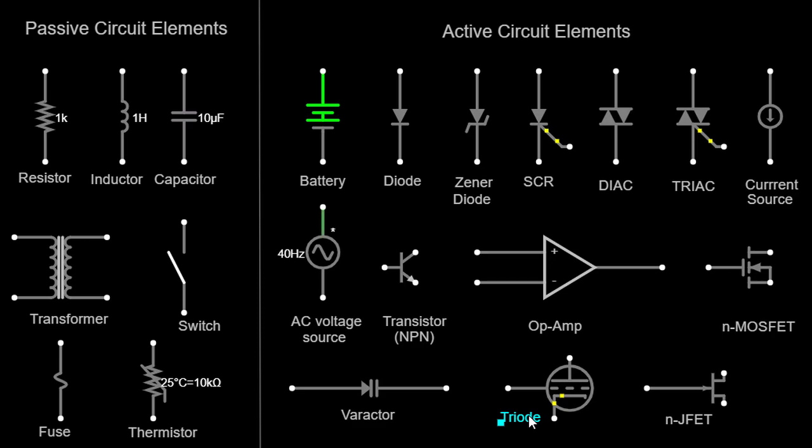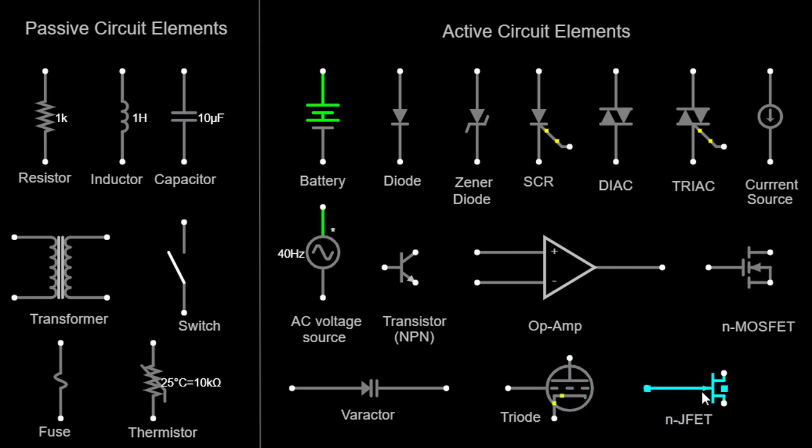Triode. A triode is an electronic vacuum tube or valve with three electrodes, a cathode, a control grid, and an anode. It can be used as an amplifier or an electronic switch. Triodes are represented by three lines connected to the cathode, control grid, and anode.